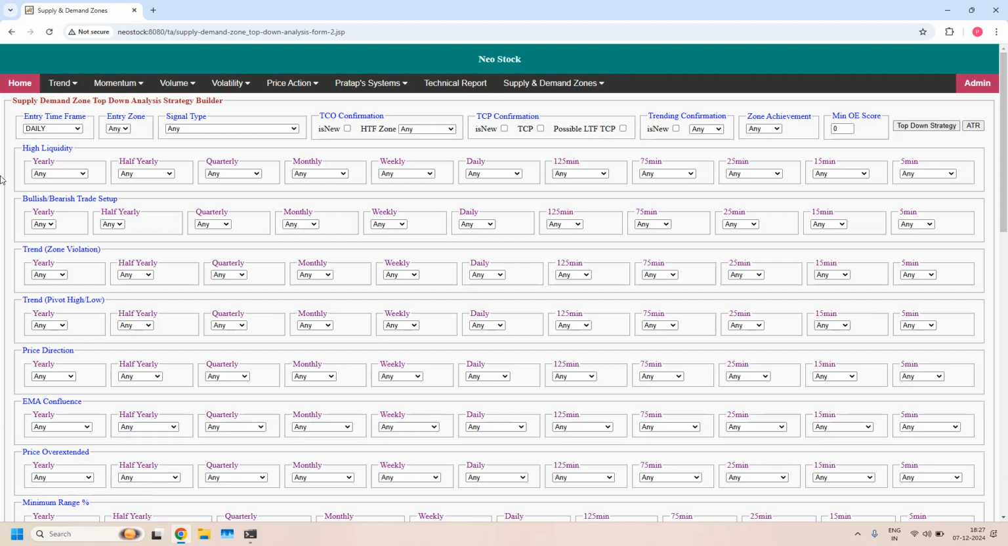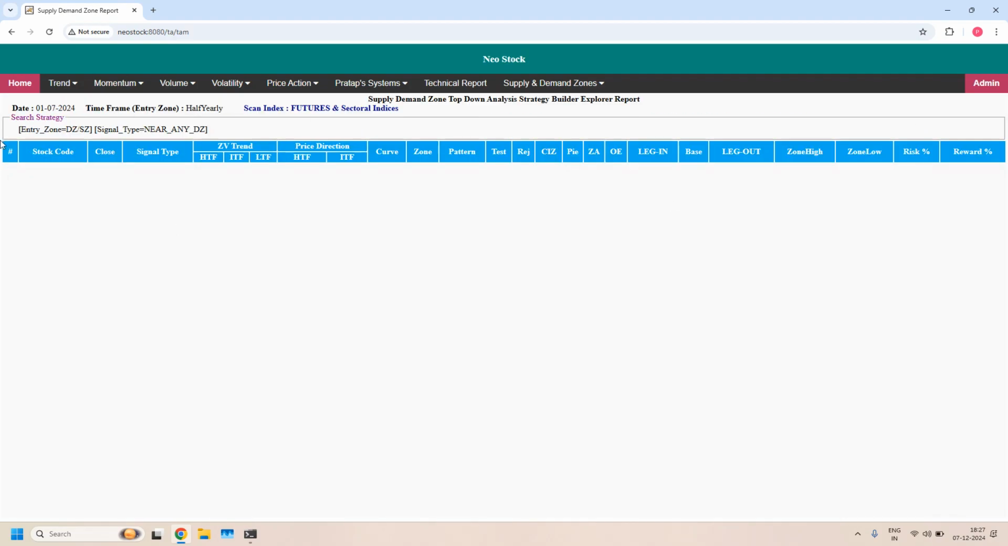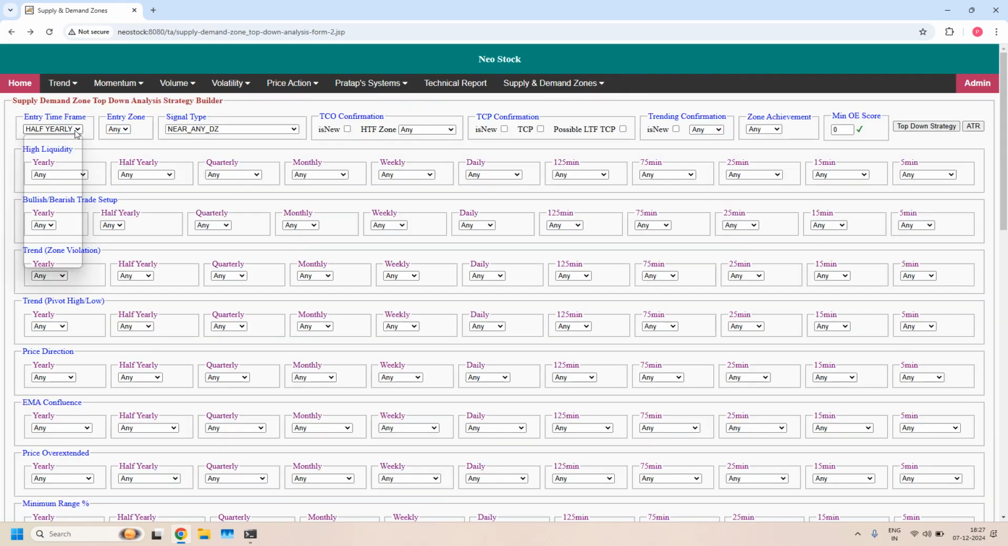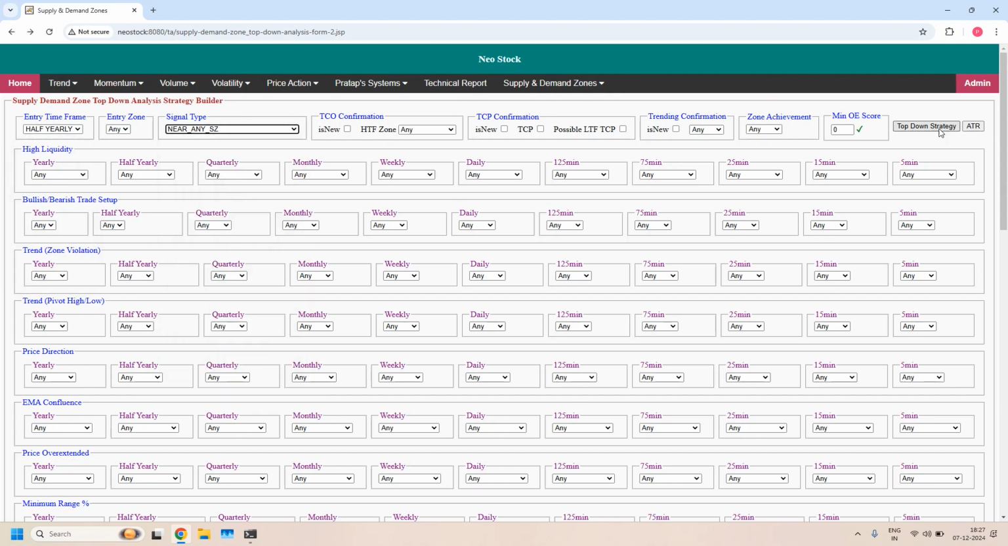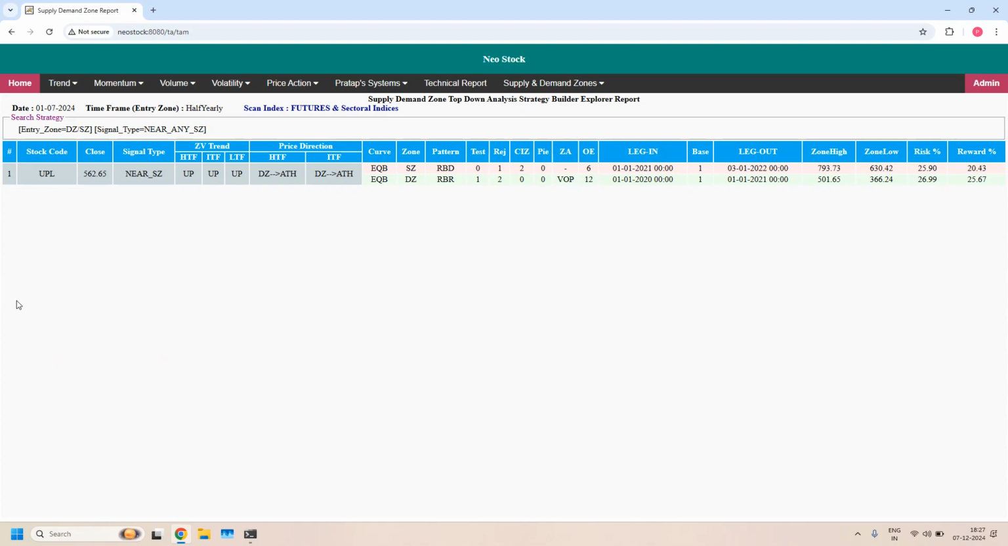First, let me start with finding the stocks near demand and supply zones for different time frames, starting with half-yearly time frame. Stocks near half-yearly demand zone, we did not get any stock. Next, half-yearly time frame, stocks near half-yearly supply zone, we got one stock.